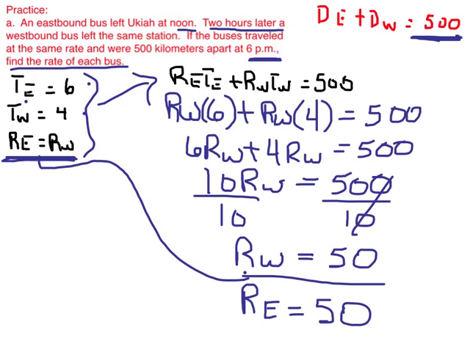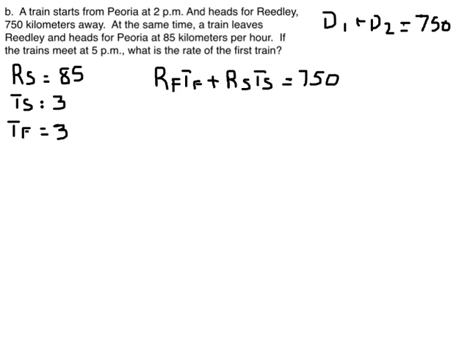Okay, one more. A train starts from Peoria at 2 p.m. It heads for Reedley, 750 kilometers away. There you go. That's where that goes. And another train heads for Peoria at 85 kilometers per hour. Now we have a rate, right? The second train. All right. If the trains meet at 5 p.m., what is the rate of the first train?